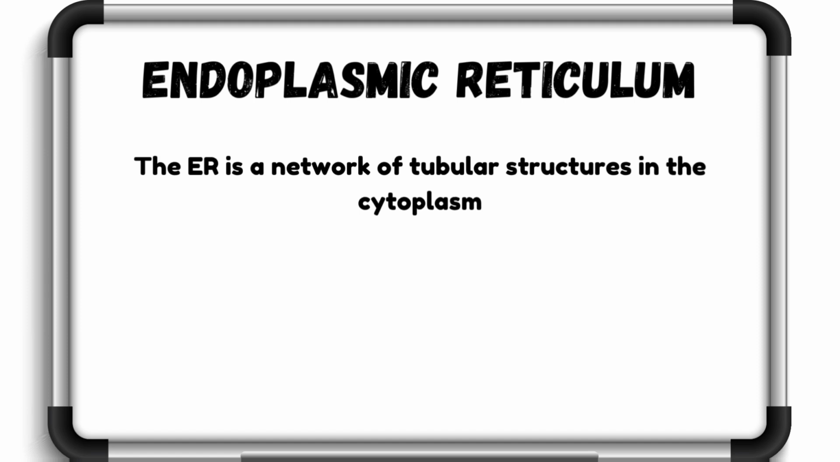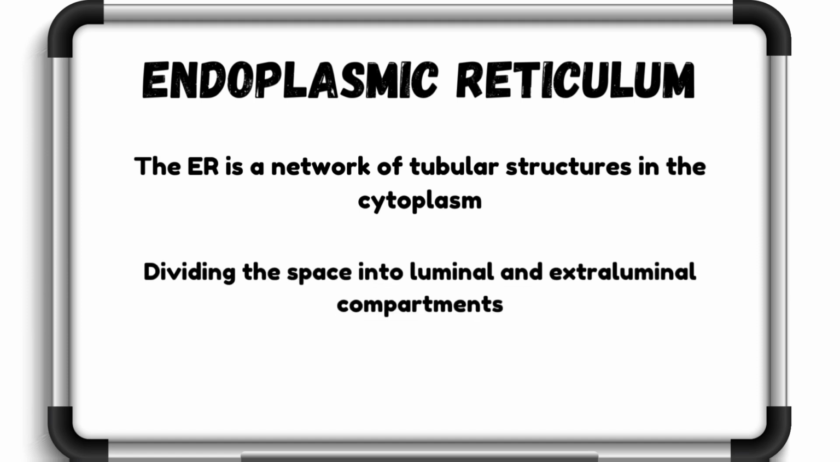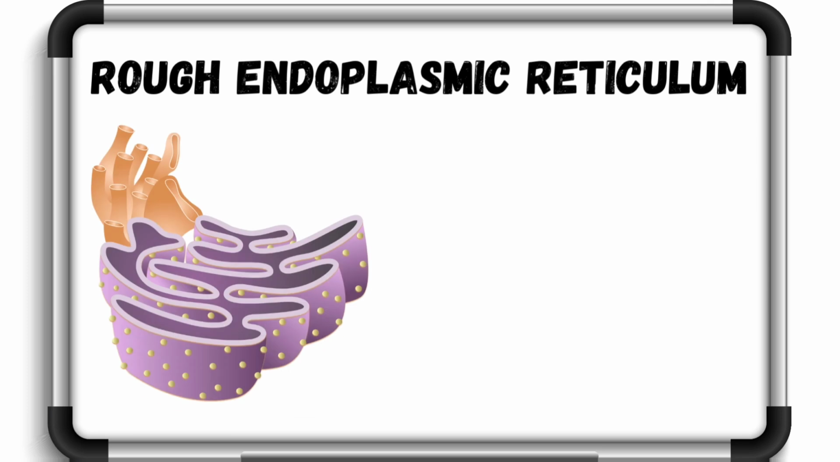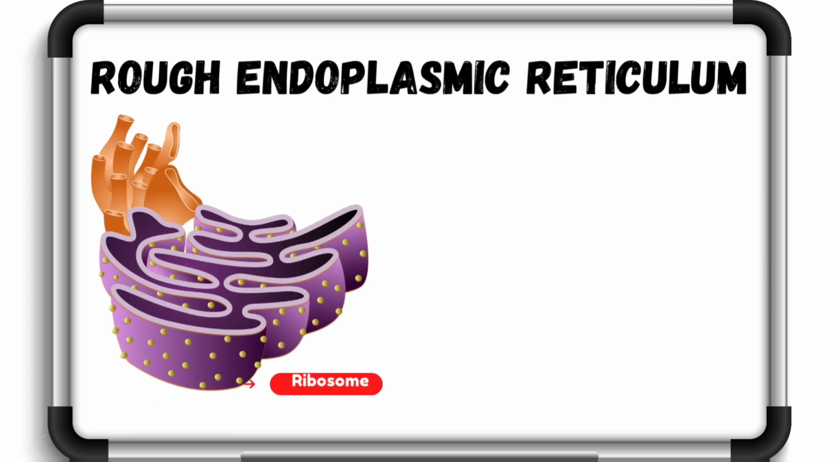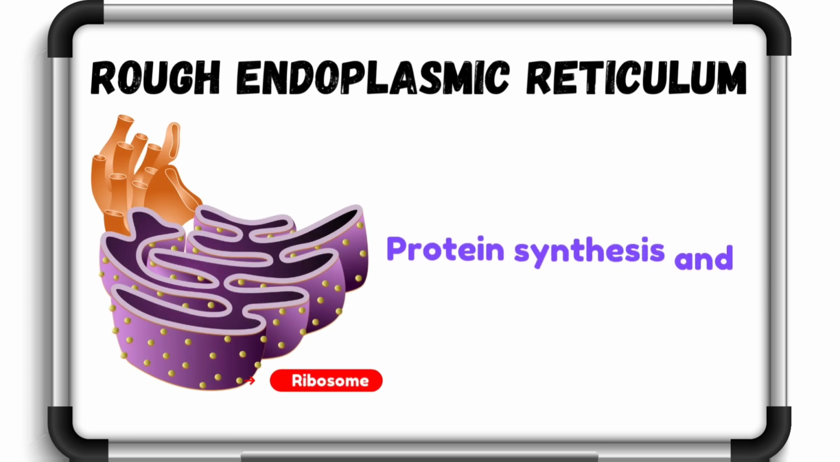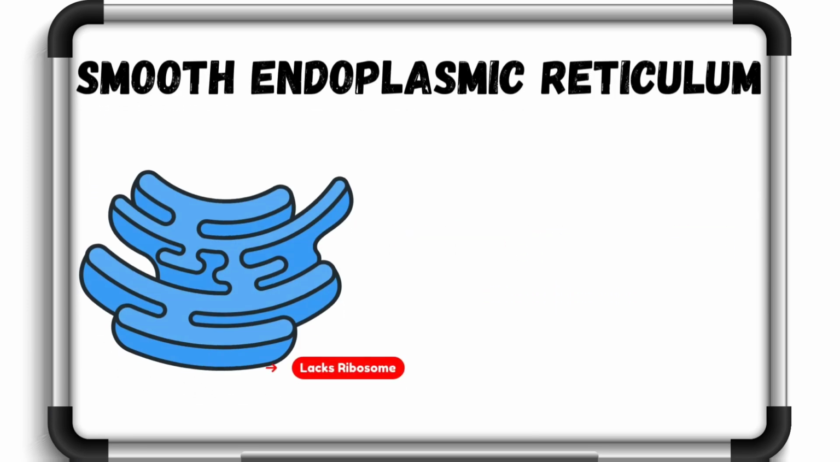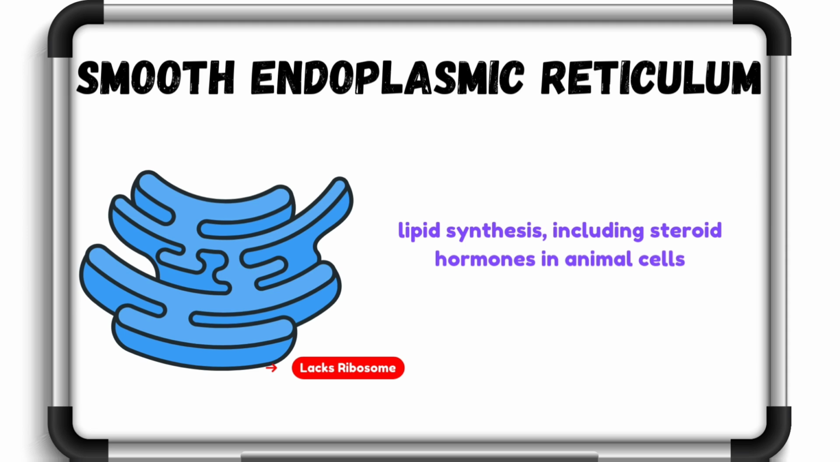The endoplasmic reticulum, ER, is like a cellular highway, a network of tubules dividing the cell into luminal and extraluminal compartments. The rough ER, RER, is studded with ribosomes and specializes in protein synthesis. In contrast, the smooth ER lacks ribosomes and focuses on lipid synthesis, including steroid hormones in animal cells.